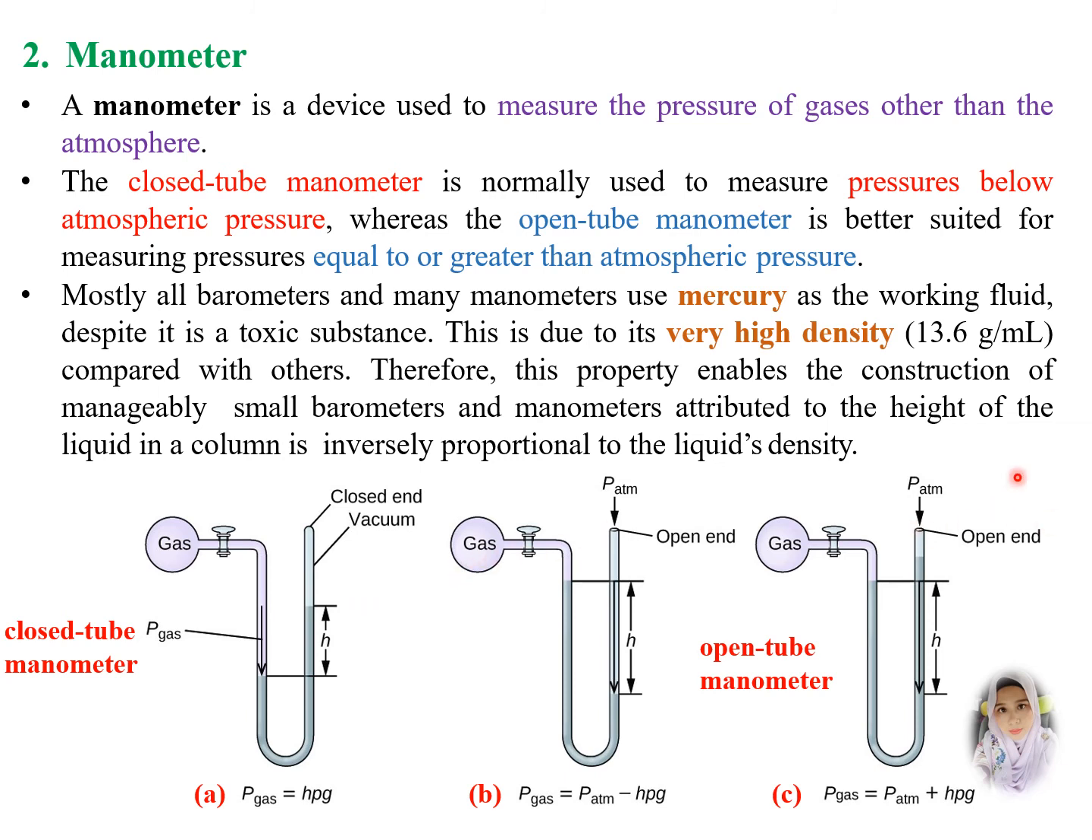An open-end manometer, figures B and C, is the same as a closed-end manometer, but one of its arms is open to the atmosphere. In this case, the distance between the liquid levels corresponds to the difference in pressure between the gas in the container and the atmosphere, which is P atmosphere equals P gas plus P of the distance H.